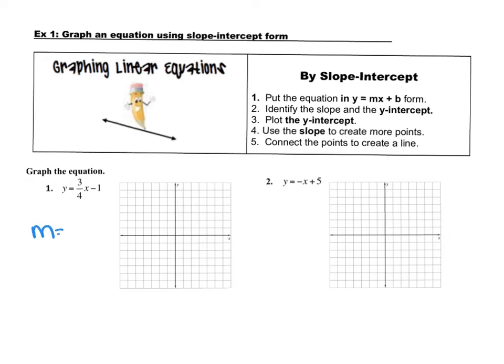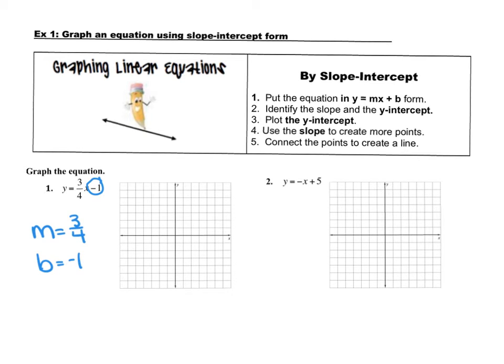Remember that our slope is the number that is with the variable. So we have 3/4 for our slope. The number without the variable, the b, is our y-intercept. And remember, you need to have that minus right there. It's minus 1, so you need a -1 here.